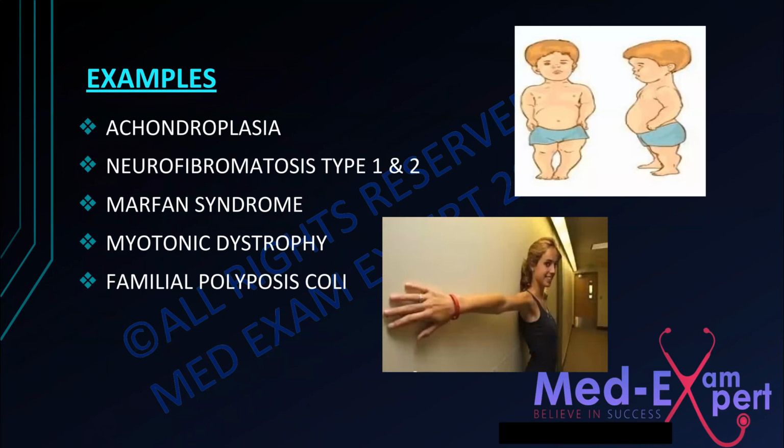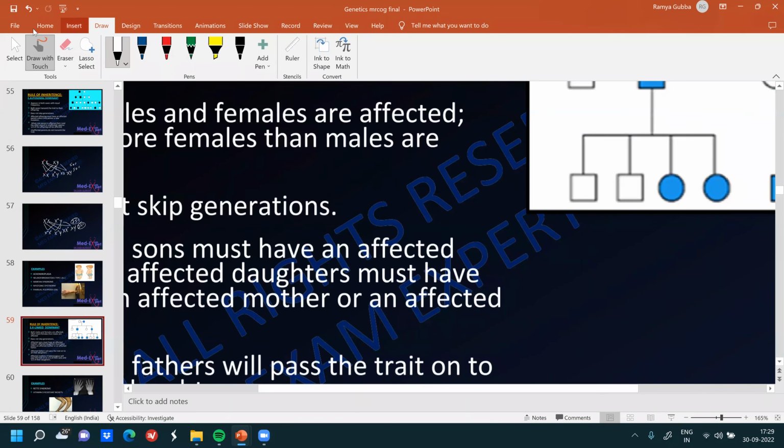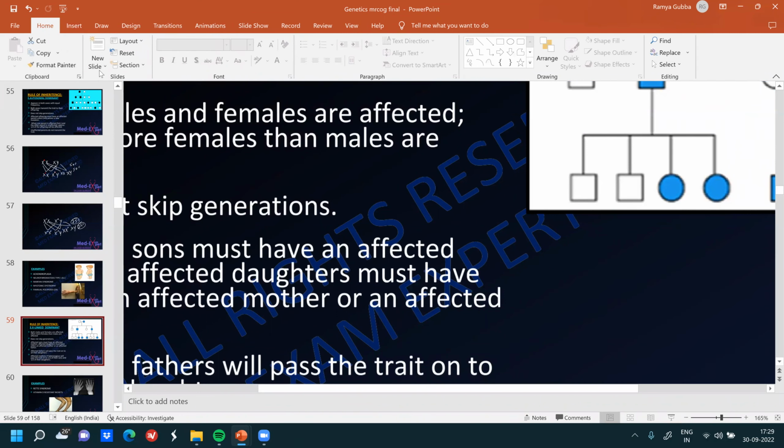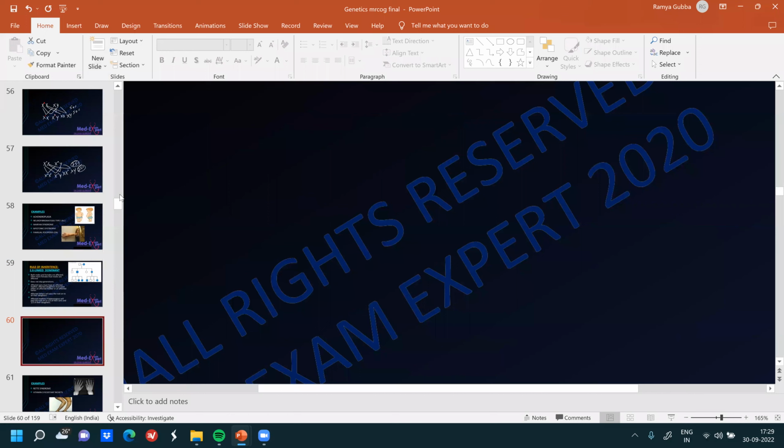Now coming to the X-linked dominant and X-linked recessive. First I'll show you the example and then we will understand it better. But what is the one rule which you should keep in your brain when I'm discussing dominant? Parents will be affected or unaffected in dominant? Affected. So in dominant, parents should always be affected. And it does not skip the generations. These are the two points which are common.